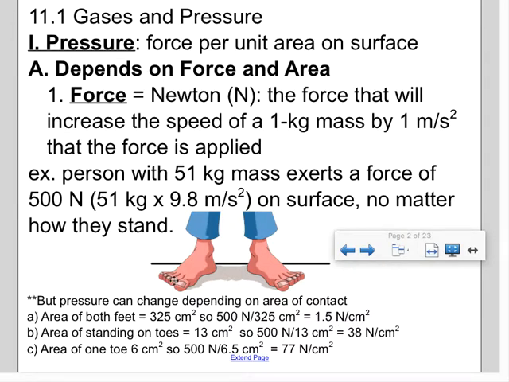However, now if I'm standing on my toes, both feet still, the area changes from 325 to 13 centimeters squared. So 500 divided by 13 is 38 newtons per centimeter squared. And now if I stand on just 1 foot on my toes, I know it says 1 toe, I meant to say 1 foot, but you're still on your tippy toes. So 6.5 centimeters squared, 500 divided by 6.5, roughly around 77 newtons per centimeter squared. So pressure can change depending on how your area changes.